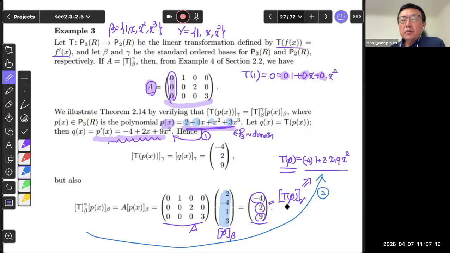As I said, you may think that the first approach is more direct and intuitive, but we will see some more examples later why this second approach may be more efficient in some situations. But anyway, the point of theorem 2.14 is that the image T of P can be obtained in two ways. Please remember this.